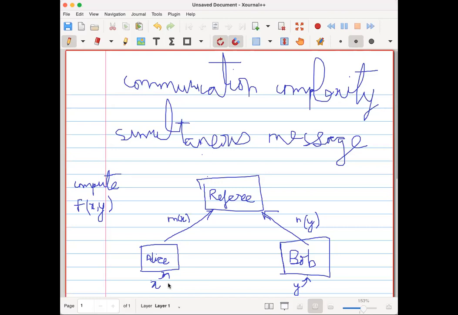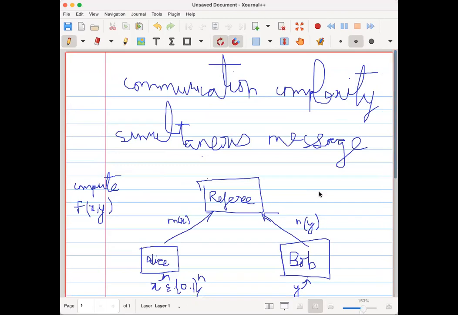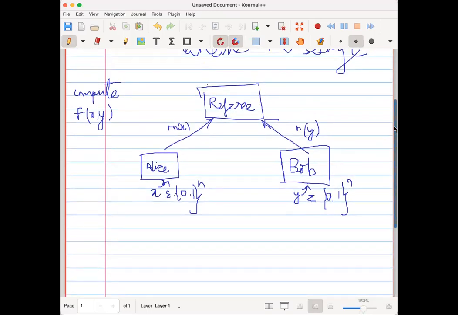As a simple example, let us say an input x is supplied from the outside. Let's say it's a bit string of length n, so x is from {0,1}^n. Then Bob also gets something from {0,1}^n. It's a bit string of length n. And the function f of x comma y that we are talking of is the equality function.